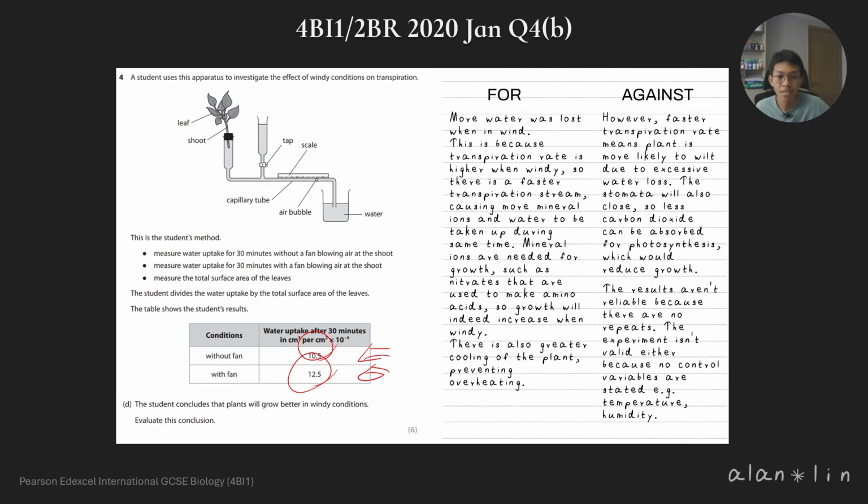What about validity? Well, it's bad as well because we have no idea of the biotic and abiotic variables that are being controlled. And the most important ones are temperature and humidity, because if you don't control the temperature and humidity, they could directly be impacting the water uptake, which could interfere with the results, because we don't exactly know how the windy conditions are going to be affecting the water loss. And that right there is the complete response.